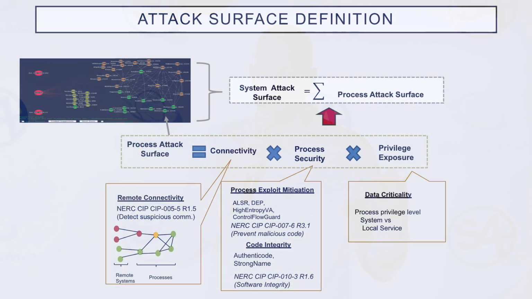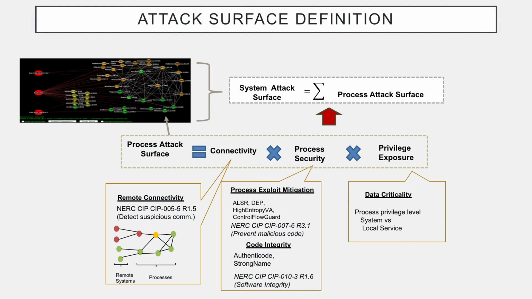So how are we defining attack surface? I think this is a general, broad question. If we look at a whole system attack surface, we first look down at what we call attack surface for a process, right? For a process, we ask how interconnected that process is to other remote systems. If it's more connected, there's probably more attack surface for that process. And then, is that process implementing good security mechanisms, right?